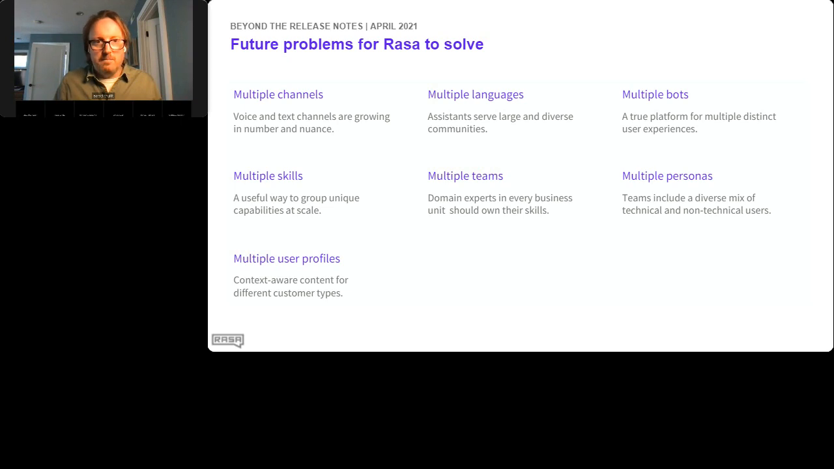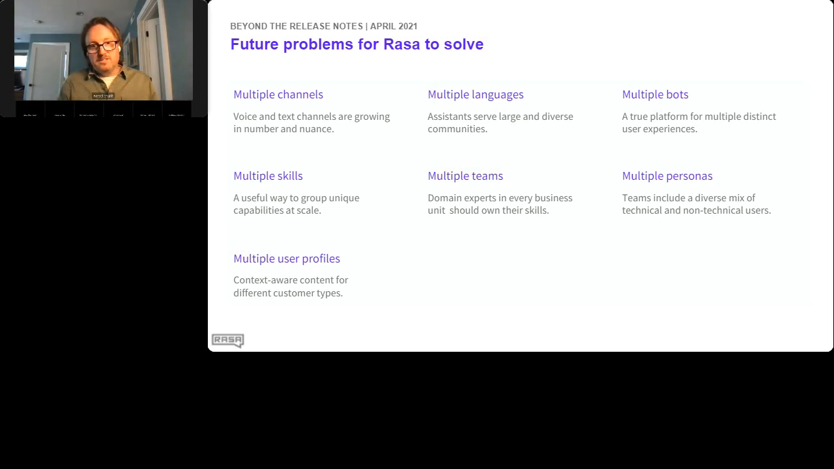Of course, as Alex mentioned at the beginning, these assistants serve large and diverse communities, not just the assistants, but the developers as well, the creators of these assistants. So we want to make sure that we're handling and providing the appropriate tools for everyone to work in multiple languages. We're thinking a lot about what a true platform for multiple distinct user experiences looks like. This is multiple bots. On top of that, then, we're looking at skills as a useful way to group unique capabilities at scale. As the complexity and sophistication of these assistants grows, how do you organize the work across a ton of different people, different domain experts, developers, et cetera?